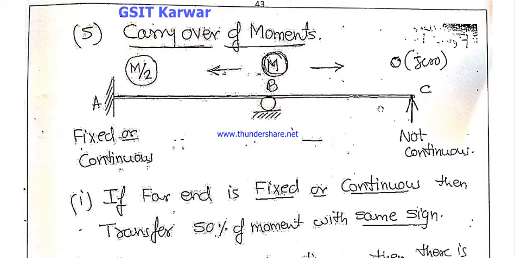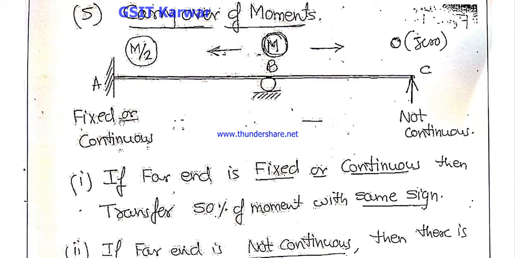If the support is not fixed, that means if the support is simply supported, then there is no moment carried. Okay, so that is 0, not continuous. If it is fixed or continuous, you can carry the moment. You should remember this condition. For example, if this beam is continuous, then also you can carry over, but here it is not a fixed support and also not continuous.